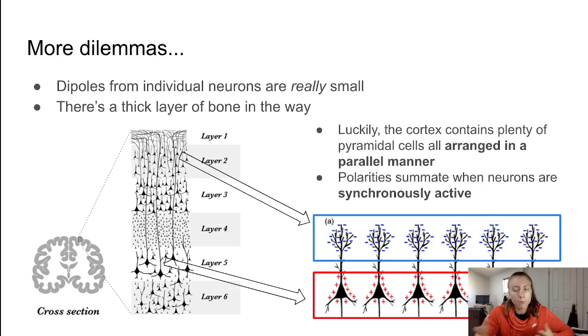So the cortex is really primed to allow us to record this because we have these dendrites that are arranged next to each other. And remembering we have these cortical columns that seem to operate as a unit. So if the neurons are all active, well, we can get summation here. Now we're getting something that's a bit more realistically measured from outside of the scalp.